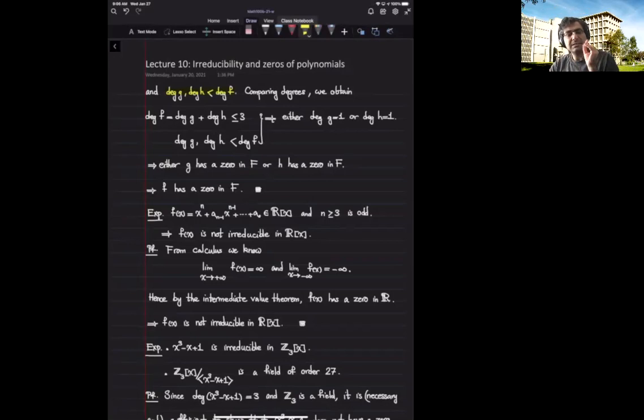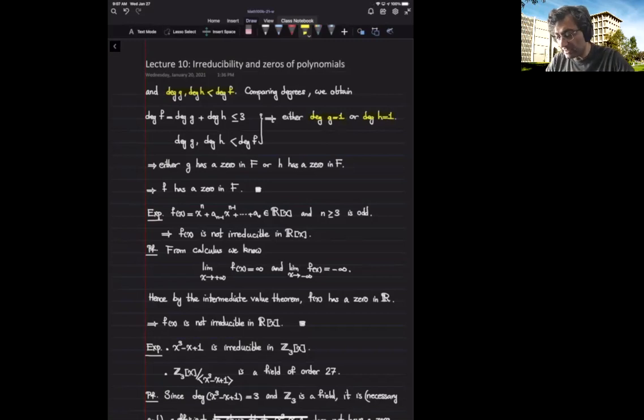And now you also notice that the degrees of these non-constant polynomials add up to a number that's either 2 or 3. So that means one of them should be 1. Both of them are positive integers, and I cannot have both of them be at least 2, because in that case, they add up to at least 4. So knowing that they add up to at most 3, and they are positive integers, I deduce that either the degree of g is 1 or the degree of h is 1. Okay, that means in part 1, we showed that every degree 1 polynomial with coefficients inside the field has a 0 inside the same field.